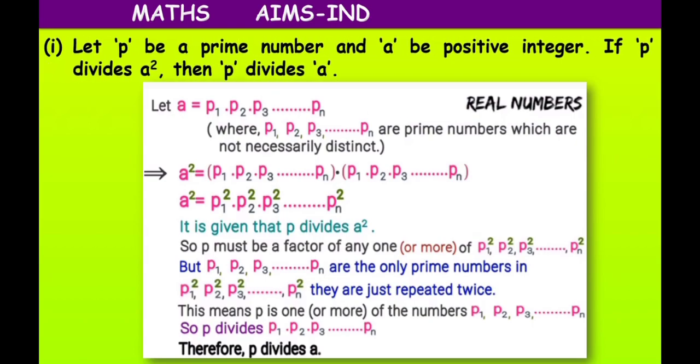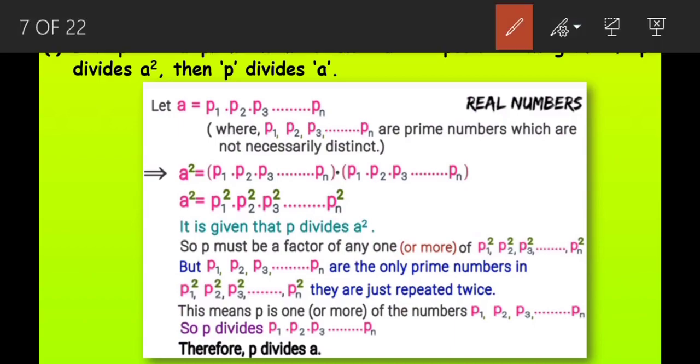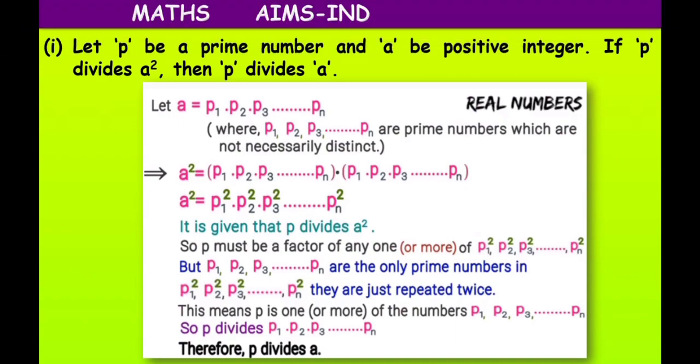There are some theorems related to this fundamental theorem of arithmetic. The first one is: if P is a prime number and A is a positive integer, and if P divides A square, then P divides A. So this is the first theorem.